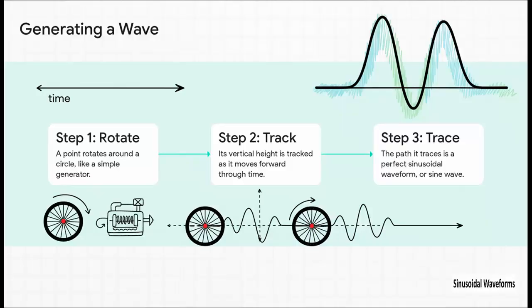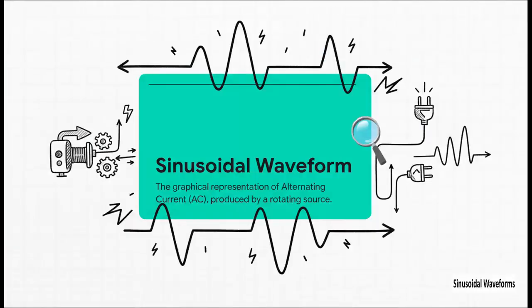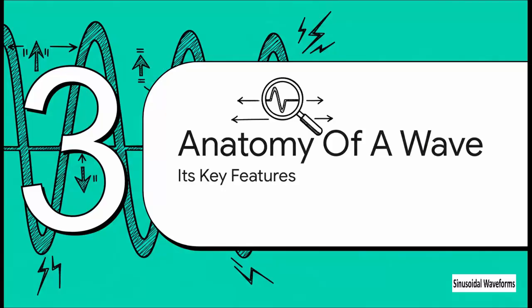It's this incredible link between the physical rotation in a generator and the electrical wave it creates. And that's really our official definition. The sinusoidal waveform, what we all call a sine wave, is simply a picture of alternating current. It's the natural shape of electricity that comes from a rotating generator, and it is the most fundamental waveform we use to power our world. All right, so now that we know what it is and where it comes from, let's take it apart. Let's look at its anatomy. Just like any shape, it has a few key features that define exactly what it is.